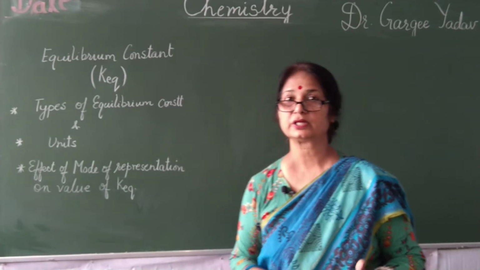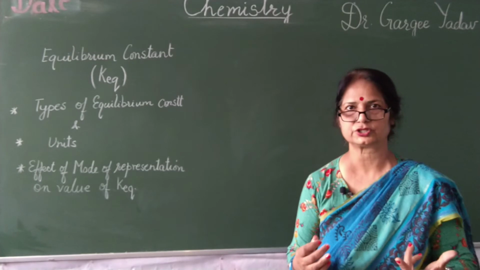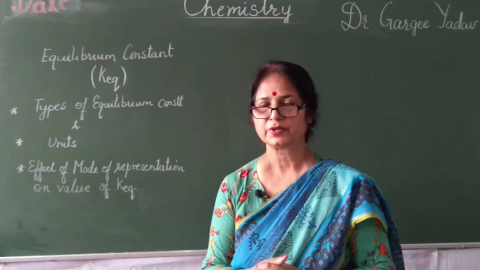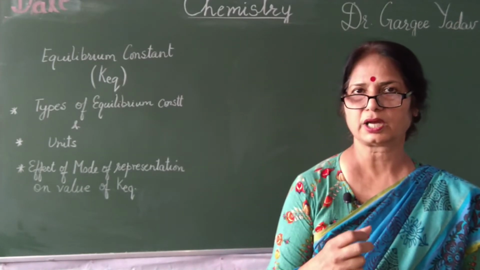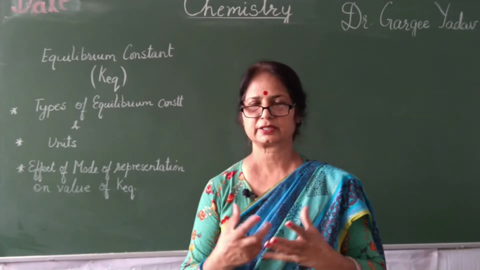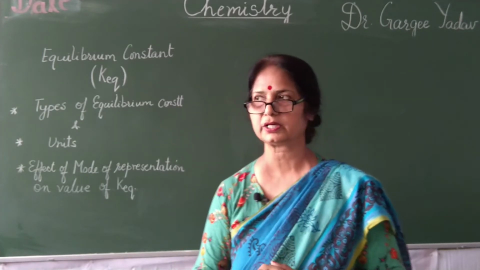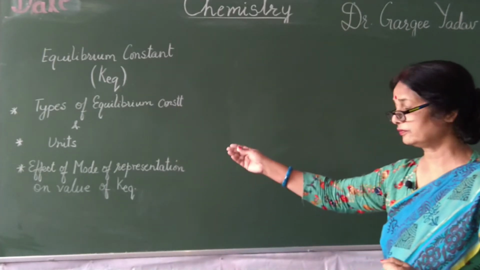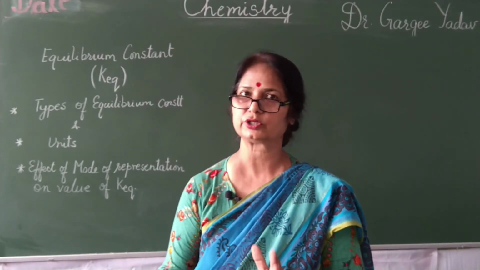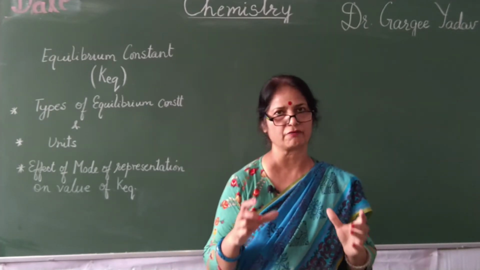In my last lecture, I told you about the equilibrium constant KEQ, and today I am going to tell you about the types of equilibrium constant, meaning Kp and Kc. You are already familiar with these two terms, and I will elaborate a bit about them, and I will tell you about the units also. I will tell you some of the facts regarding the solid state reactants or the liquid state reactants when they are in contact with the gaseous reactants or the products. And moreover, I will tell you about the effect of mode of representation on the value of KEQ, meaning how the value of KEQ will change when we change the mode of representation of a chemical reaction.